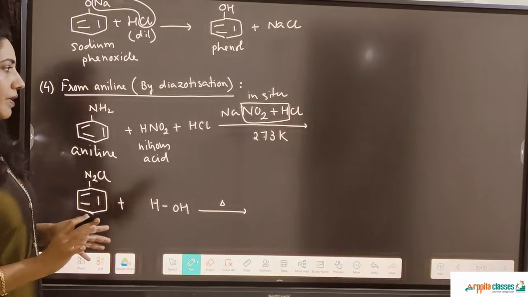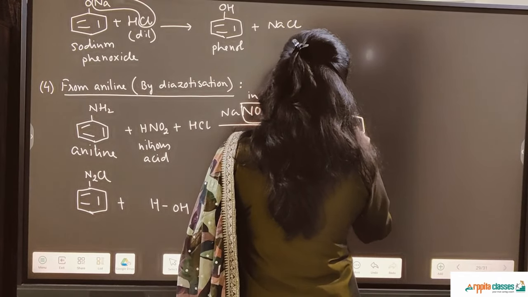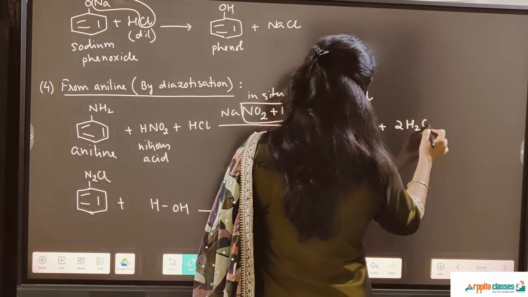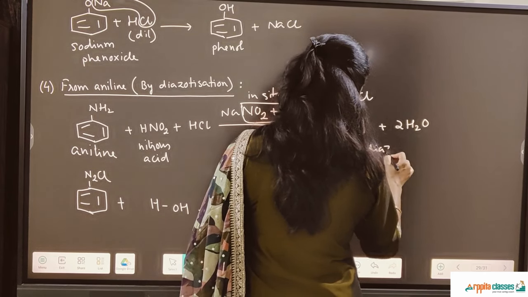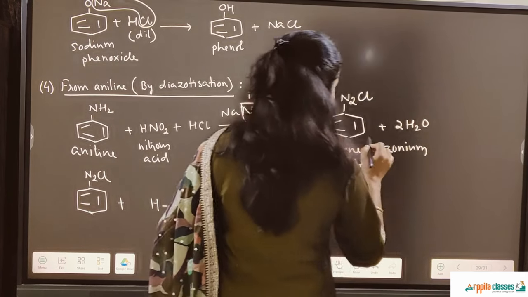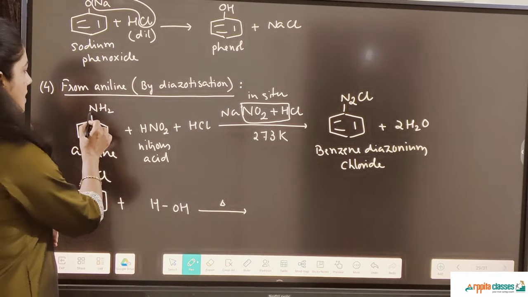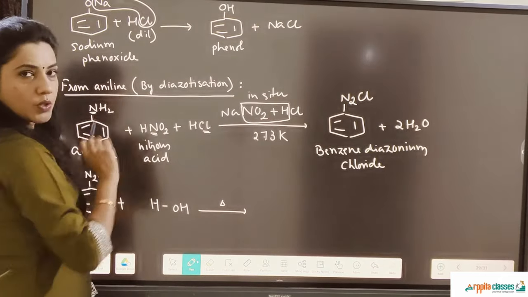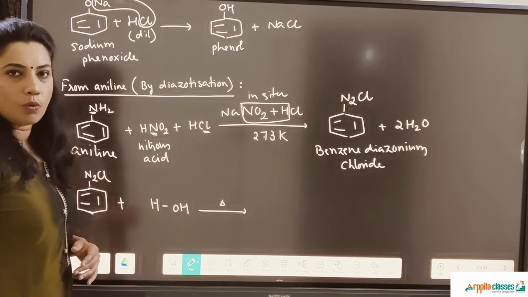The temperature is kept at 273 Kelvin. We get benzene diazonium chloride. So we get N2Cl here, that is benzene diazonium chloride, and 2 molecules of water come out. This is benzene diazonium chloride. Since a diazonium salt is formed here, this particular step is called the diazotization reaction. So you can see this N and this N, N2 and this Cl, N2Cl is attached to the benzene ring. Rest of the atoms are hydrogen and oxygen, so that is giving you 2 molecules of water.